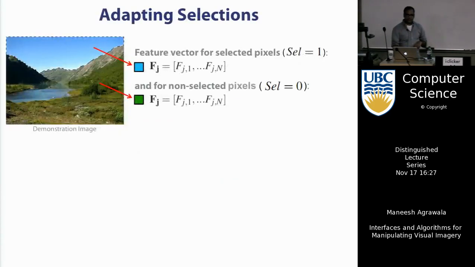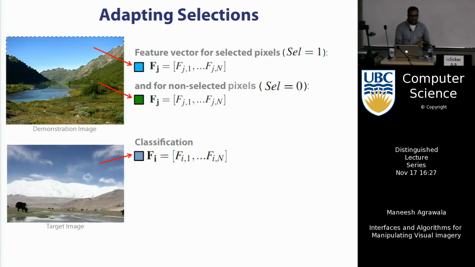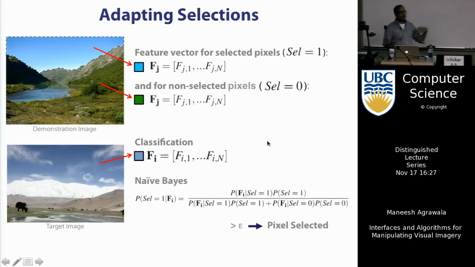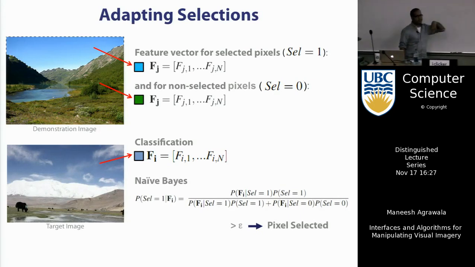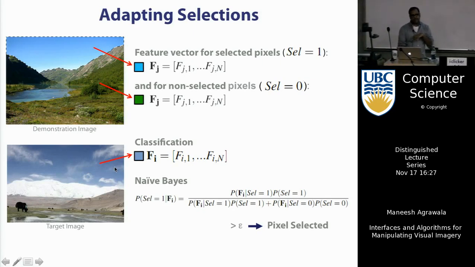The other thing we have to do is learn the selections, how to adapt the selections. So here, what we do is for each pixel in the selected region, we form a feature vector. For each pixel in the non-selected region, we form another feature vector. And then in order to classify a pixel in a new image, we apply naive Bayes, very basic, simple machine learning technique to determine whether a pixel is selected or not selected.